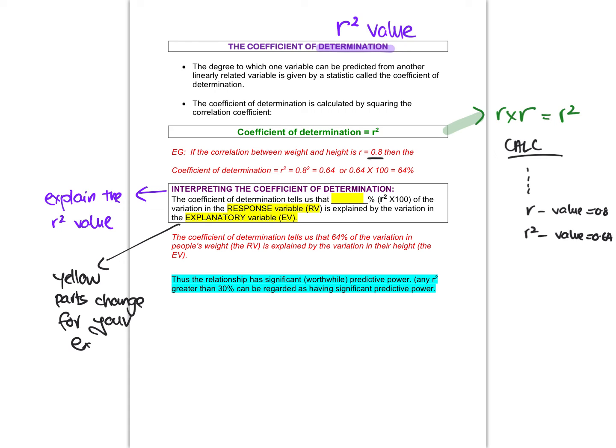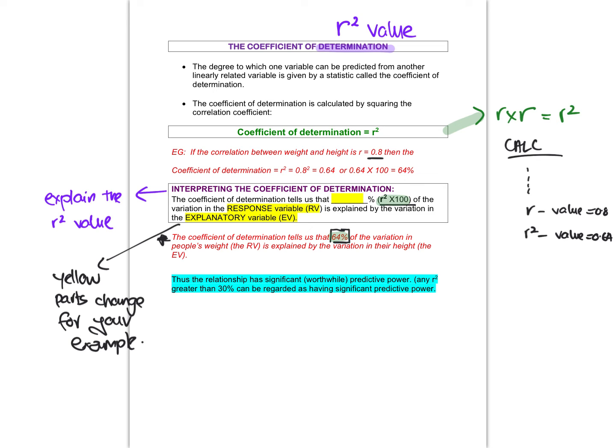So if you look at the one above, we talked about height and weight. If I was going to explain the R squared value for this data, I would write out everything that's in black normally. So I write, the coefficient of determination tells us that. Now this bit was in yellow, so I had to change it, and in brackets it tells you what to do. You get your R squared value and you times it by 100. So we've done that. The coefficient of determination tells us that 64% of the variation.